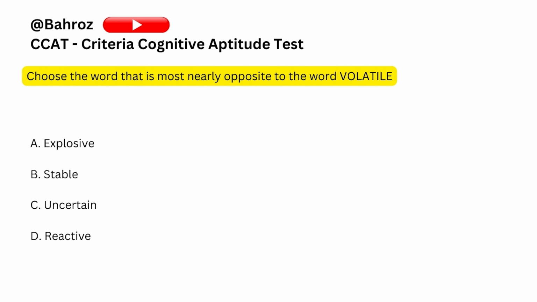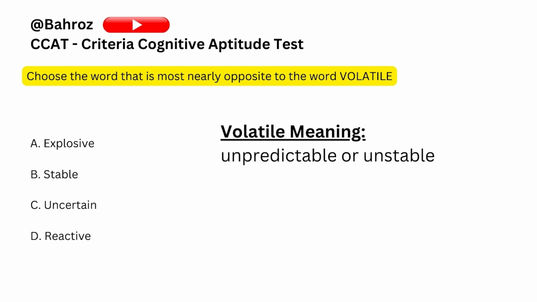Moving on to the next sample question. Here we are to choose the word that is most nearly opposite to the word volatile. A, explosive. B, stable. C, uncertain. D, reactive. Volatile means unpredictable. Unstable, something that can change very suddenly. So what is the opposite of that? Something that is consistent and does not change, which is stable.